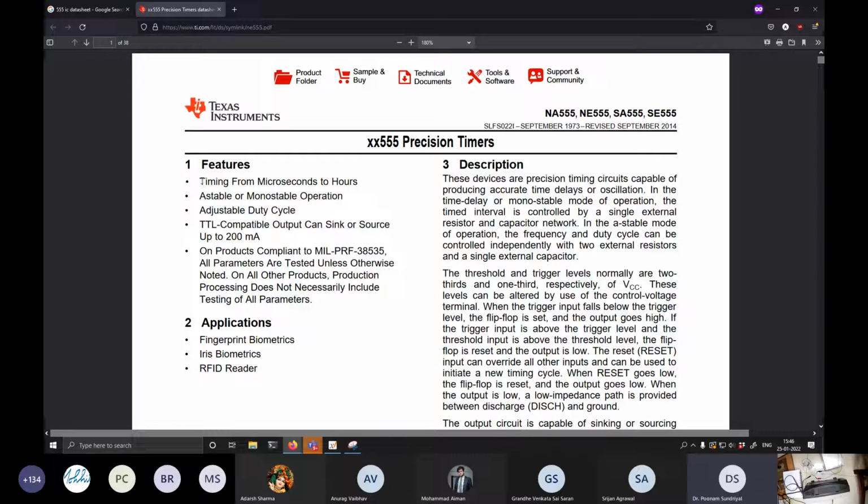So it gives you precise timing from microseconds to hours. It has various modes of operation. You can have astable operation, monostable operation. There is another operation called bistable operation. You can have an adjustable duty cycle. So a duty cycle is terminology from PWM. And it can source or sink up to 200 milliamperes. So that's good.